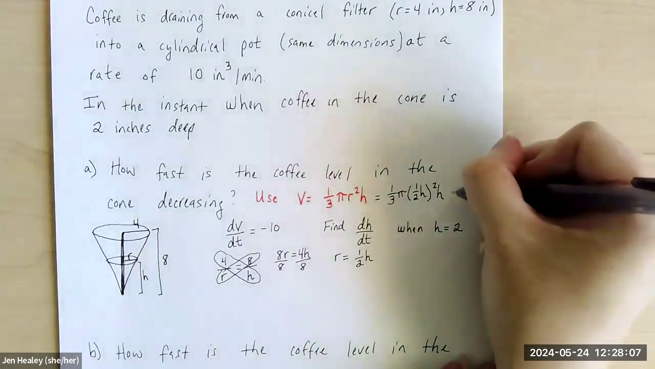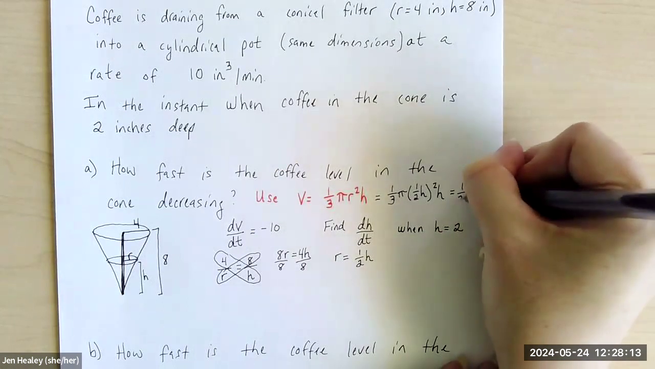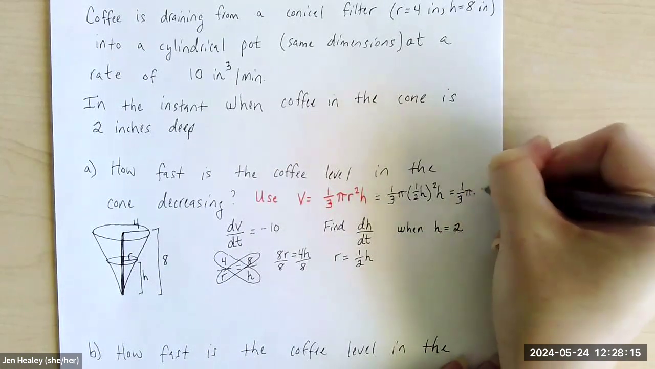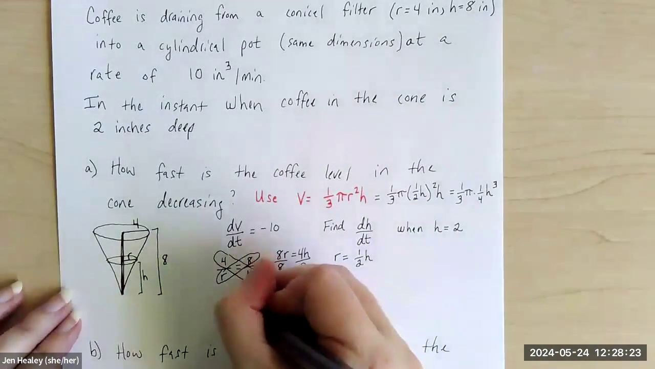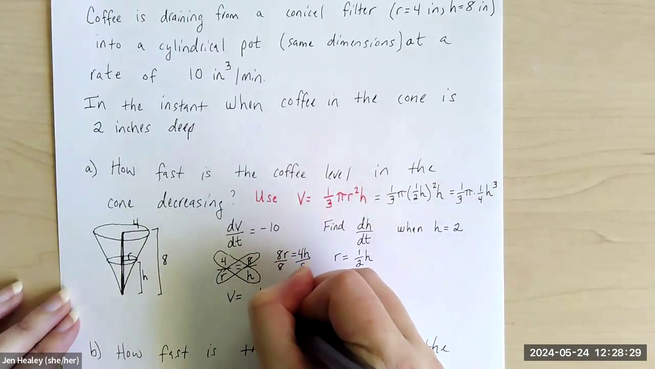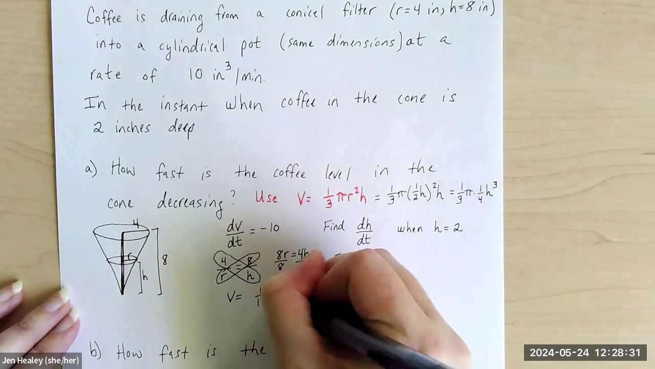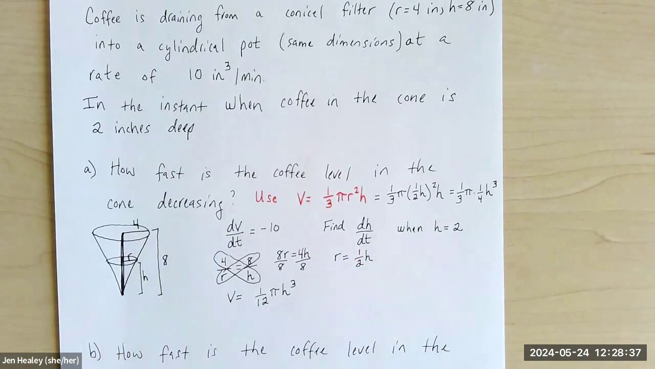So that's going to change this into 1/3 pi times 1/4 h squared times another h, which would be h cubed. So my new volume, if I put it all together, is 1/12 pi h cubed. And now we're ready to go ahead and do our derivative, because when I take my derivative, I'm going to have a dV dt and a dH dt, and I won't have any other variables in there.